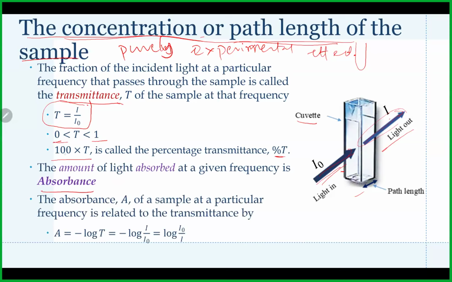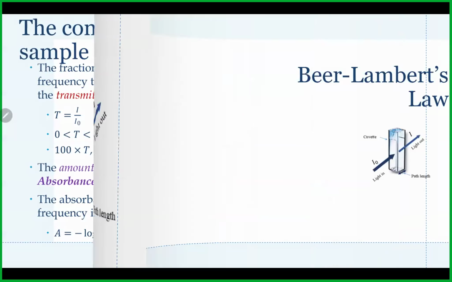There's a relationship between the absorbance and the transmittance, and it is a logarithmic relationship given by A equals minus log T. And since we already put T as I over I naught, where I is the transmitted light and I naught is the incident light, then your absorbance equals log I naught over I.